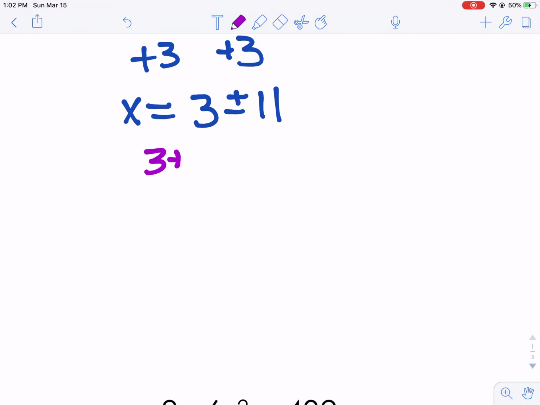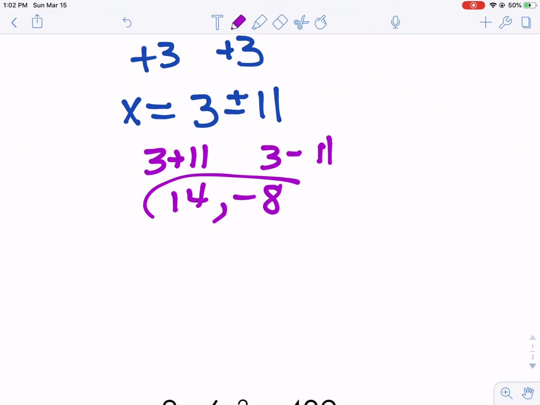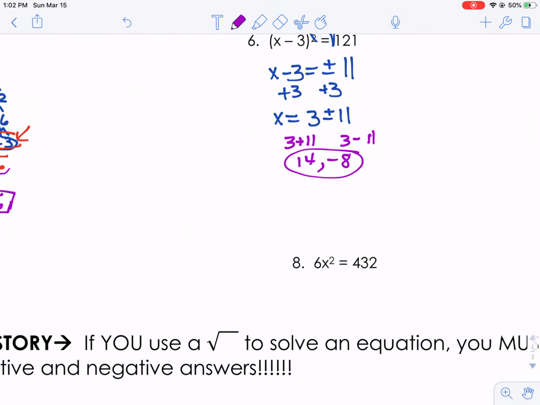One of my answers is 3 plus 11. My other answer is 3 minus 11, and now I'm just going to do those. So one of my answers is 14 when I add, and when I subtract, my other answer is negative 8. So those are the 2 possible values for my x. If they don't have radicals, you can go ahead and add and subtract. If they do have radicals, don't separate.